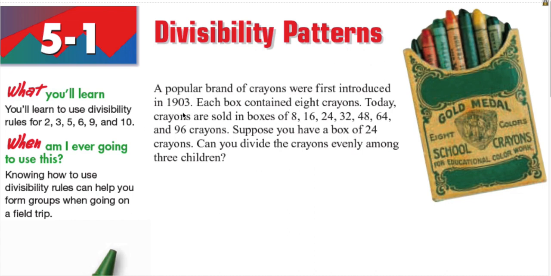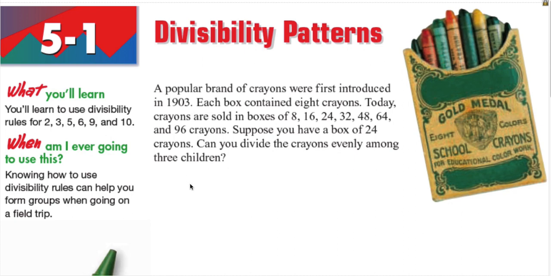Knowing how to use divisibility rules can help you form groups when going on a field trip. Let's take a look at this example. A popular brand of crayons was first introduced in 1903. Each box contained 8 crayons. Today, crayons are sold in boxes of 8, 16, 24, 32, 48, 64, and 96 crayons. Suppose you have a box of 24 crayons. Can you divide the crayons evenly among 3 children?